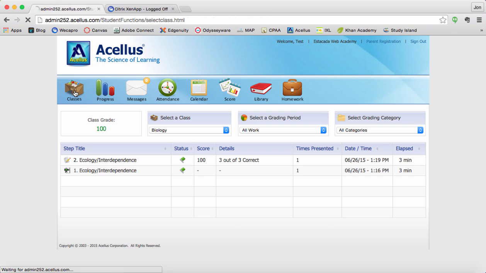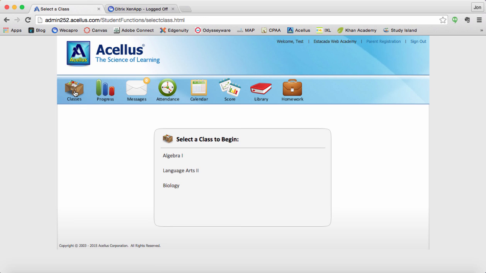Okay, hopefully that is a good introduction for Acellus, how to access your classes. Make sure you're having a notebook as you're working through, you're taking notes, you're writing down keywords and concepts to help you remember. And again, contact your teacher about your progress and any goal setting. If you have questions, if you're not sure of how things work, we can follow up with you individually.